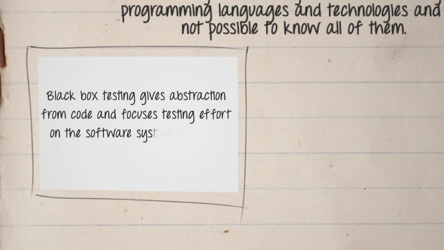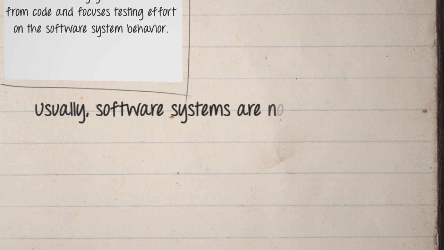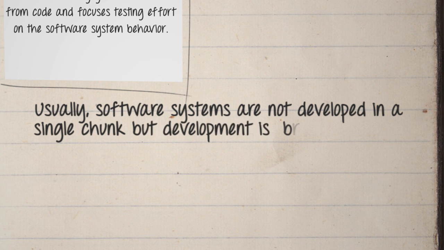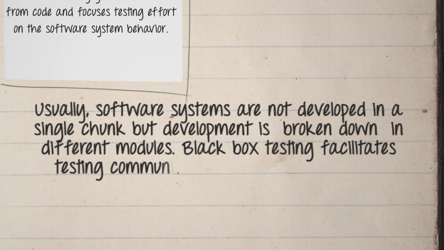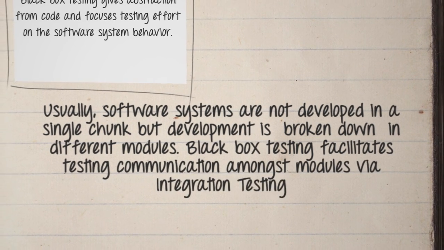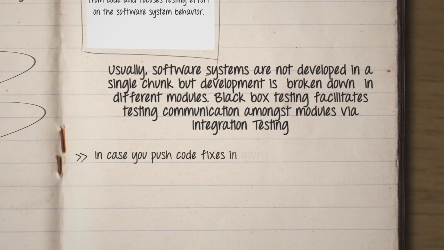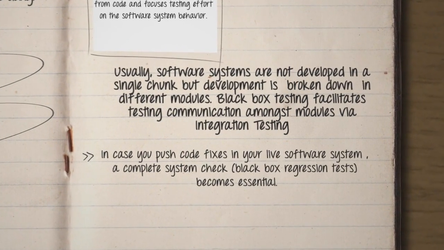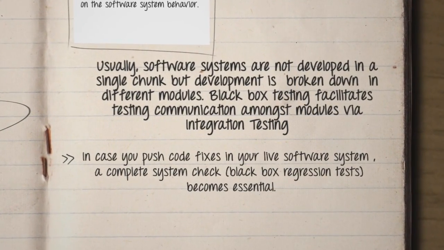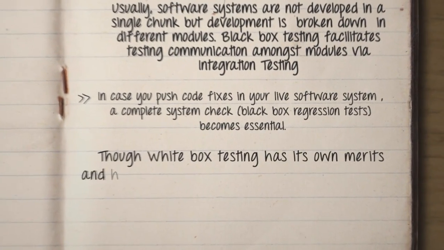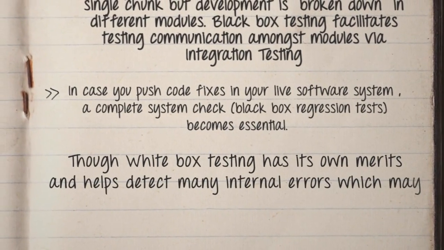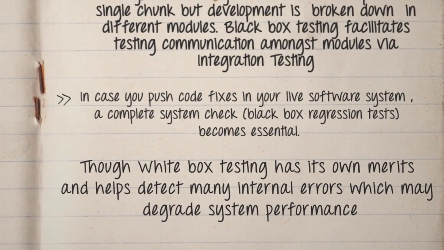Black box testing gives an abstraction from code and focuses testing effort on the software system behavior. Usually, software systems are not developed in a single chunk, but development is broken down in different modules. Black box testing facilitates testing communication amongst various modules via integration testing. In case you push code fixes in your live software system, a complete system check, black box regression checks, becomes essential. Though white box testing has its own merits and helps detect many internal errors which may degrade system performance.